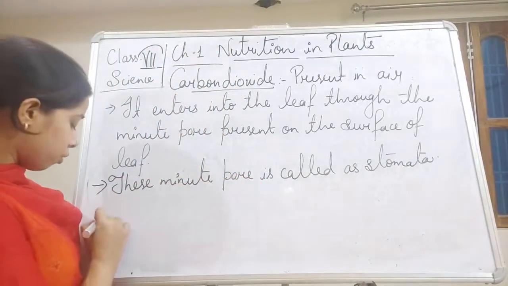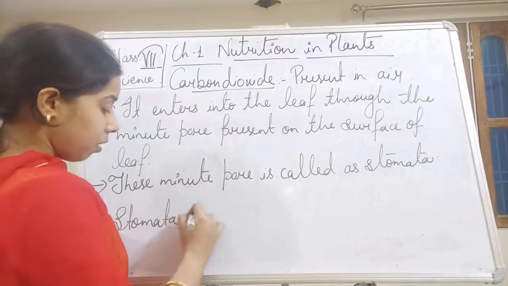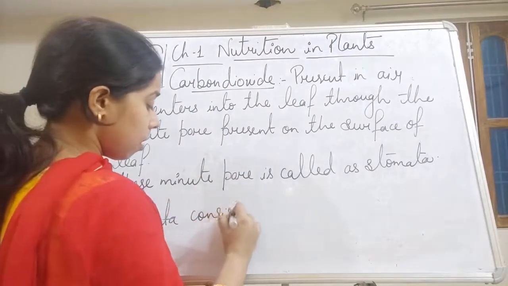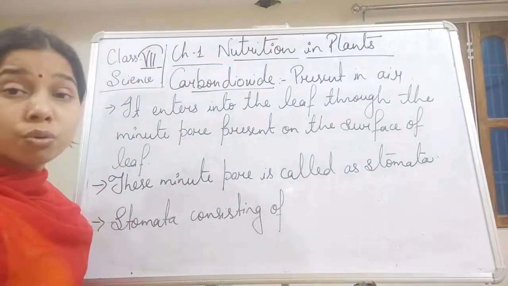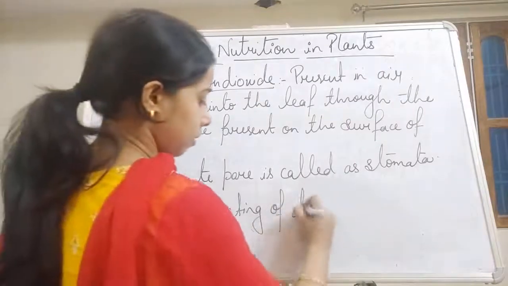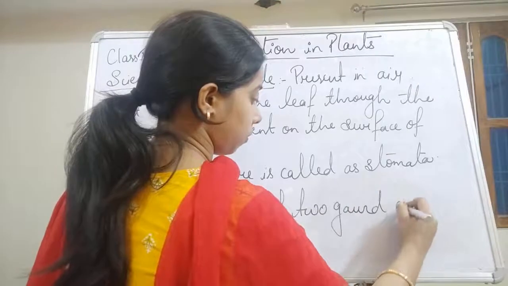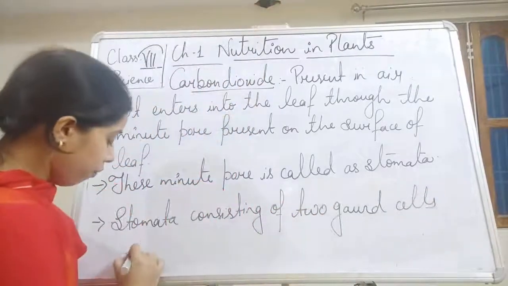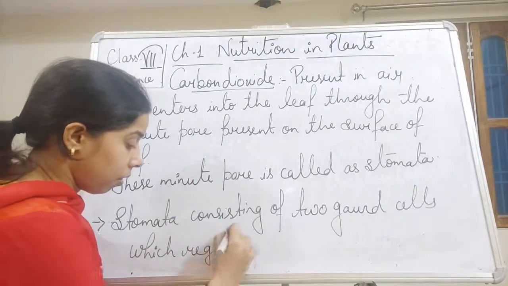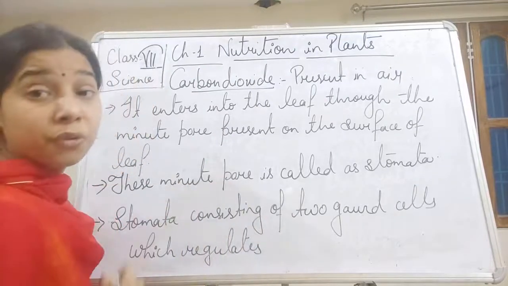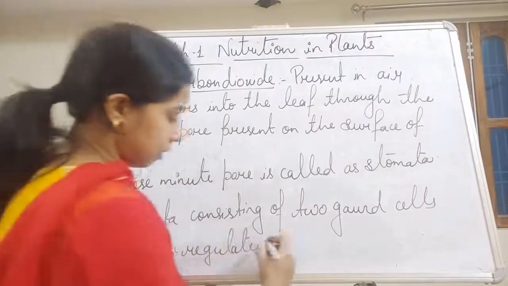In case of the stomata, consisting of two guard cells, which regulates the entry and exit of the gases.